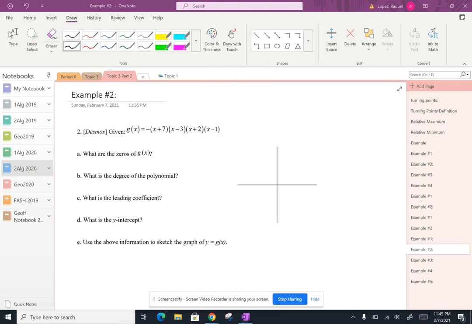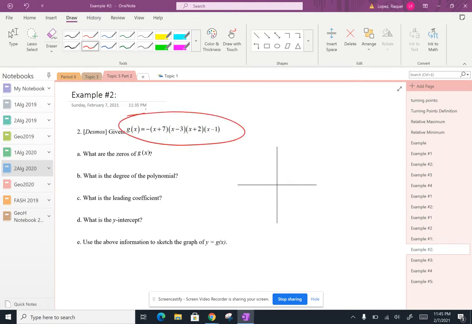So here's another equation of a polynomial function, and it's asking us the same questions as what we were asked in example 1. So we're going to go through them together and make a first sketch or a first draft, and then also make a second draft for our graph. Okay, so let's go ahead. So what are all of the zeros of our function g of x?